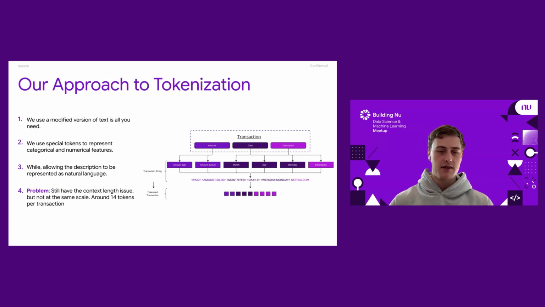So when we apply our standard natural language tokenizer, we've set this up in a way which knows how to handle these special tokens. So now rather than having, say, an arbitrary number of tokens, depending on what length the amount is or stuff like that, we now have exactly two tokens for the amount, one for the amount sign, one for the amount bucket. We have three for the date, and then we have an arbitrary number for the description. Of course, in this case, we still have this problem where a transaction corresponds to potentially many tokens, but we've reduced the scale significantly. So now we have roughly 14 tokens per transaction as opposed to 30. This allows us to fit a lot more context in our transformer's input.